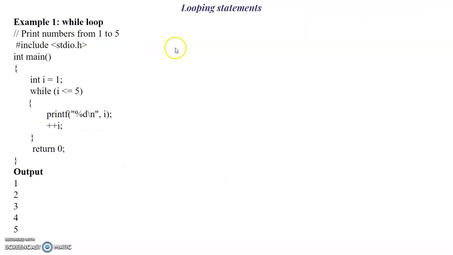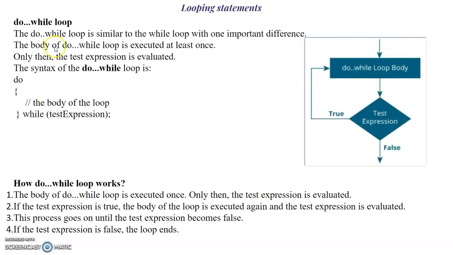Using the while loop, how can we print the first 5 natural numbers? Integer i equals 1. While i less than or equal to 5, printf %d, new line or \t will also do, i. Plus plus i, or i plus plus. So this will print the first 5 natural numbers.